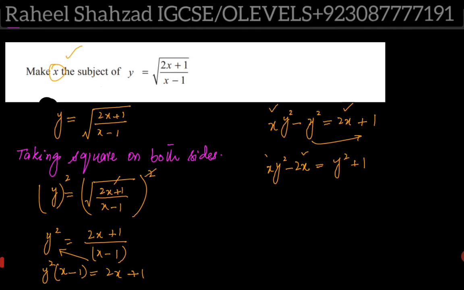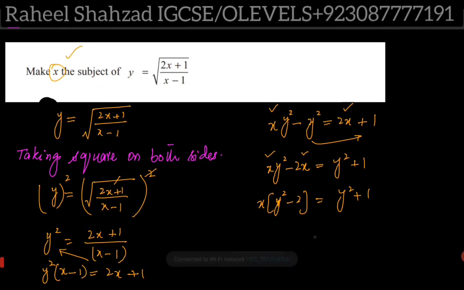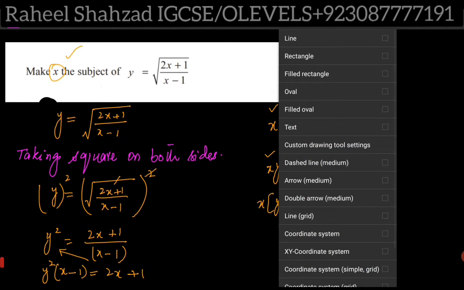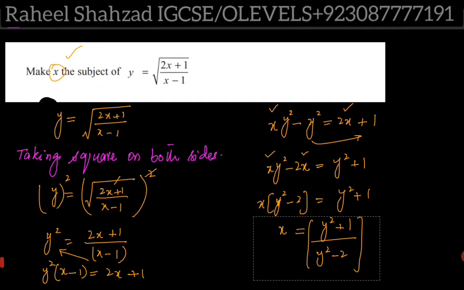And at the end, like every question, I'll have to take x common. So we take x common. So it is x times (y square minus 2) is equal to y square plus 1. So it is going to be x is equal to (y square plus 1) divided by (y square minus 2). So this is the subject of the formula, we have made x the subject of the formula.